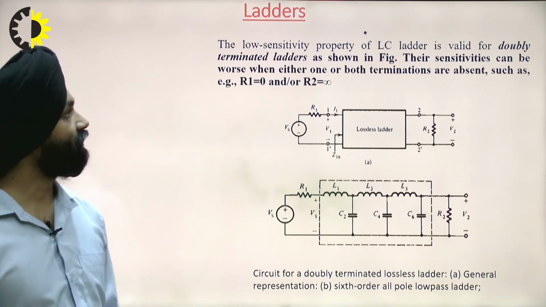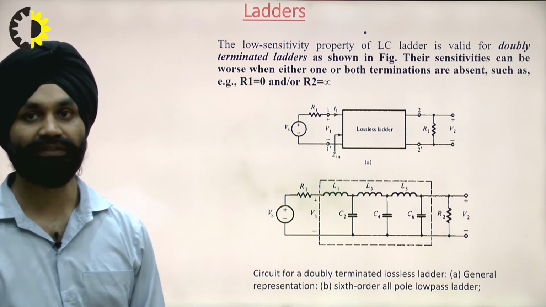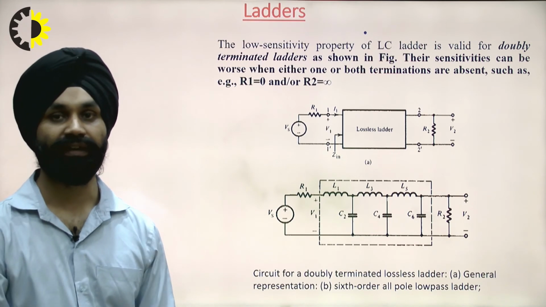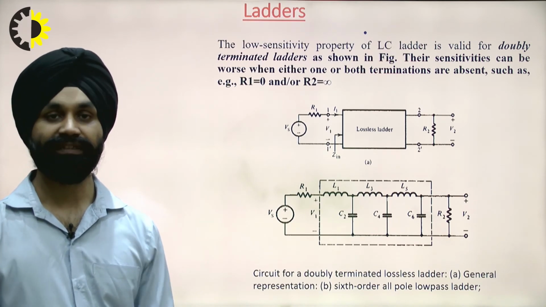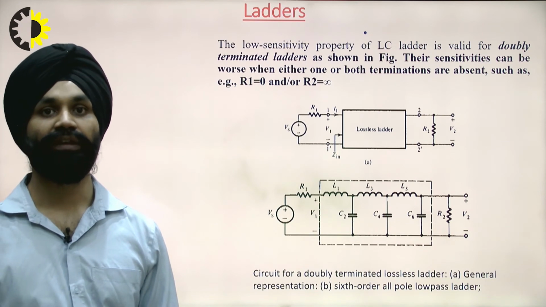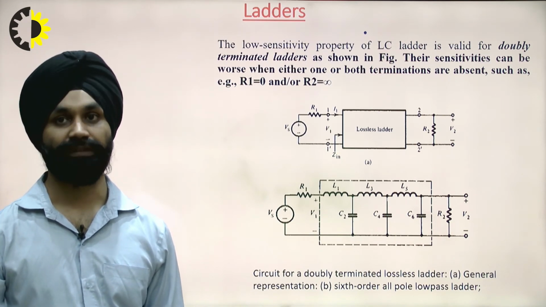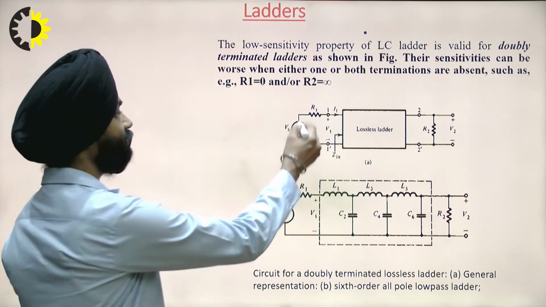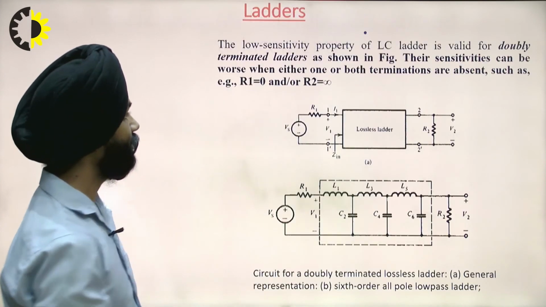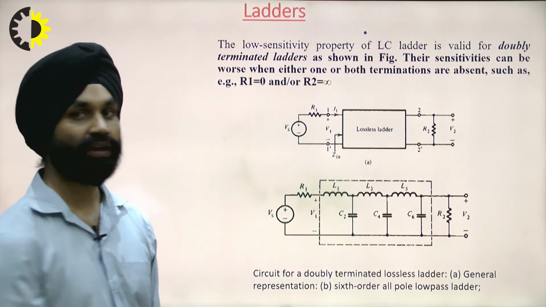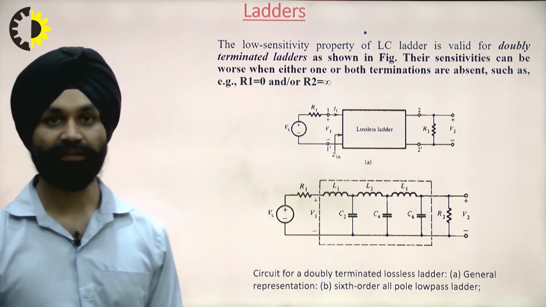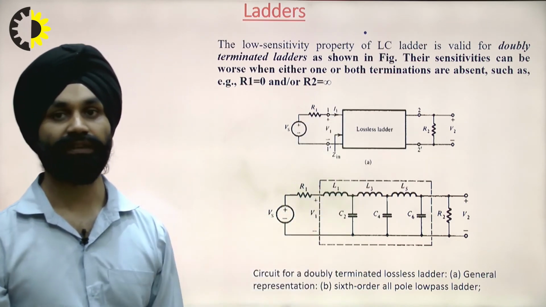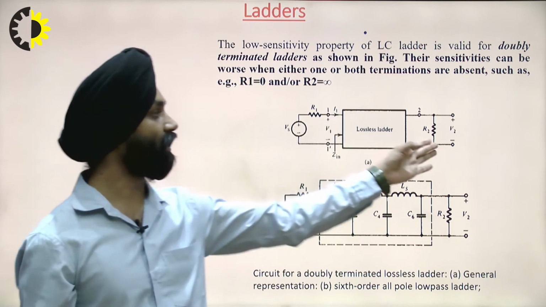The low sensitivity property of the LC ladder is valid for the doubly terminated ladder. As we have discussed, the doubly terminated ladder has some advantages. Their sensitivity can be worsened when either one of the terminals is absent. Either terminal absent means we have R1 as 0 or R2 as an open circuit. As we have discussed, doubly terminated means both R1 and R2 are present in the circuit.